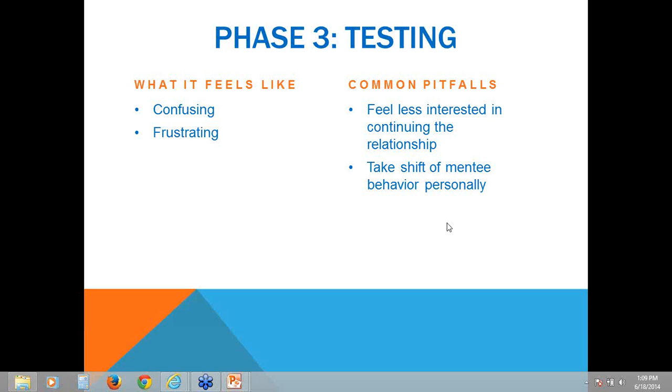So it's really important to recognize the testing behavior simply for what it is. It likely is a signal that your mentee wants you to prove that you are committed to the relationship. This doesn't mean that you should take any disrespect. That's certainly not what I'm suggesting. But what I am suggesting is trying to not take the shift in the mentee's behavior personally. Take it off of you personally, and let's explore a little bit.